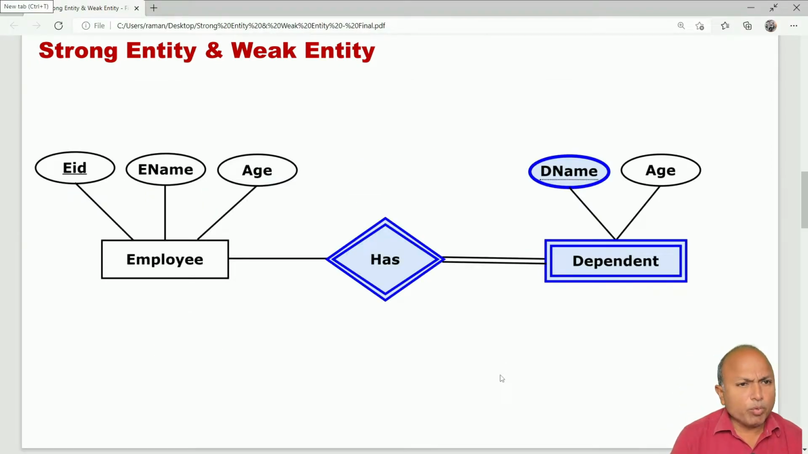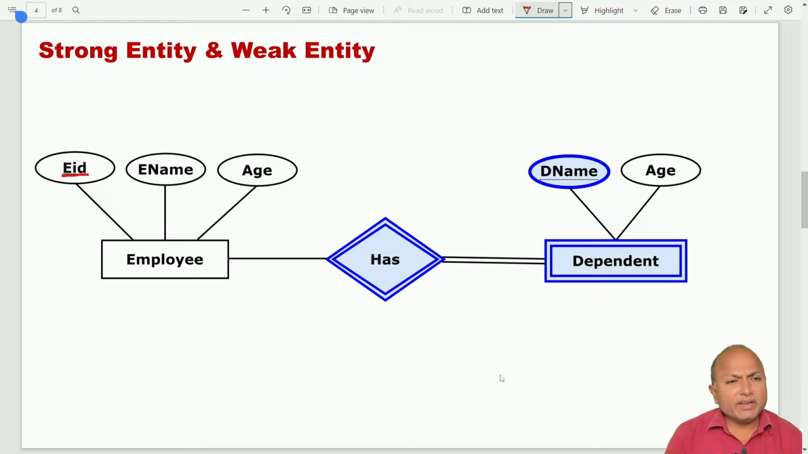See, here employee ID is underlined, that means it's a key attribute or primary key attribute or prime attribute. So employees are uniquely identified with their employee IDs. There is no problem. Each and every employee is recognized uniquely with the employee ID. So that's a strong entity.